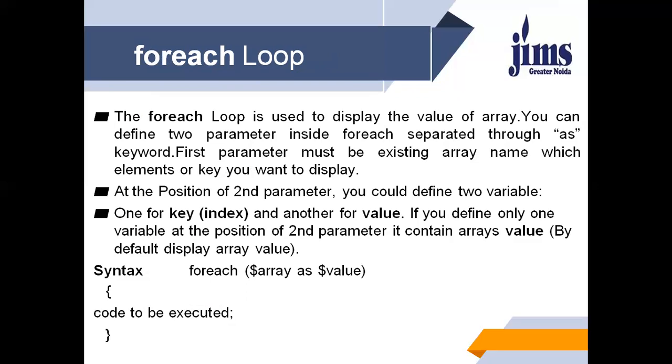So we have to define two parameters separated through the as keyword. The first parameter must be an existing array name, whose elements or keys you want to display. At the position of the second parameter, you could define two variables, one for the key index and another for value. If you define only one variable at the position of the second parameter, it contains the array value. By default, it displays the array value. Syntax is foreach $array as $value and the code to be executed.